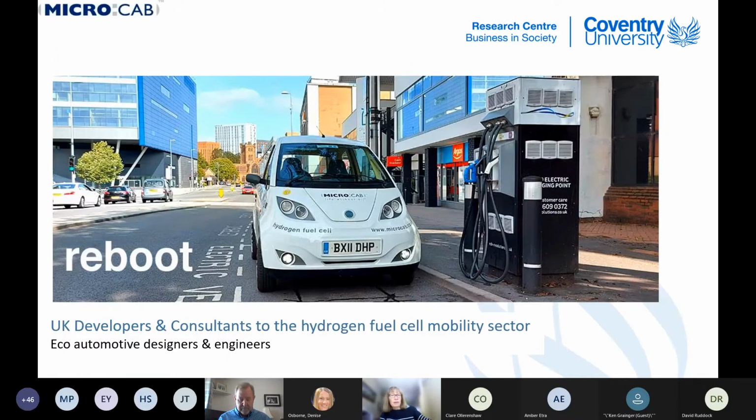So the other case study, as I say, is very different. It's an SME based in Coventry. They're actually part funded by Coventry University, and they are developing these hydrogen fuel electric vehicles. They are very interested in producing these zero emission cars, but they want to go beyond just producing a vehicle that has zero tailpipe emissions. They want to produce something that is thoroughly sustainable, both in terms of the materials they use, the processes they use, and also the ownership models they use.